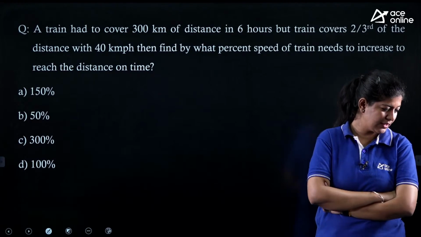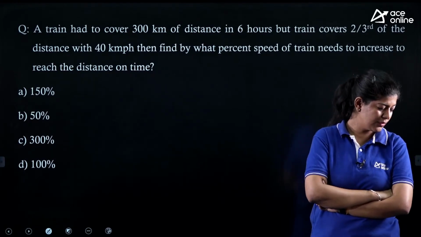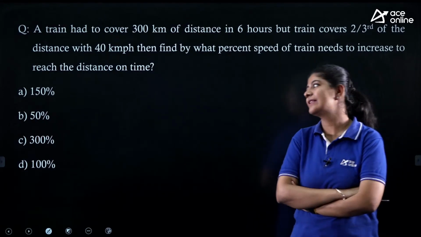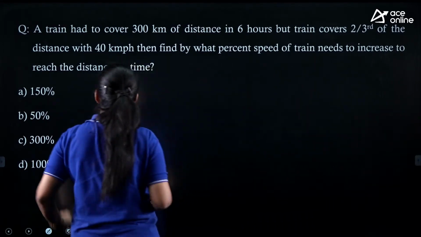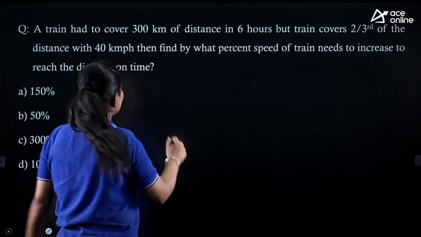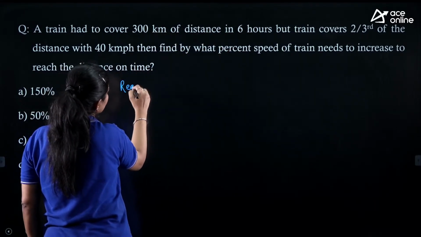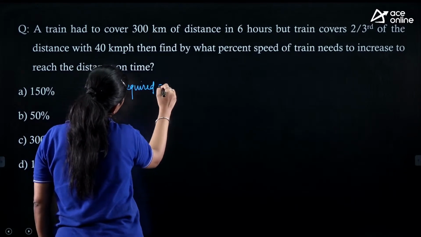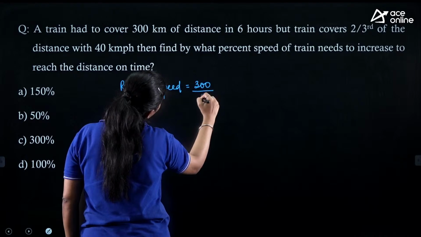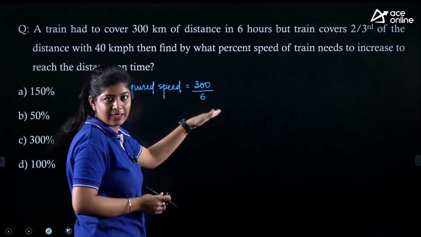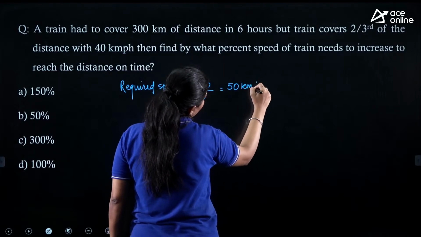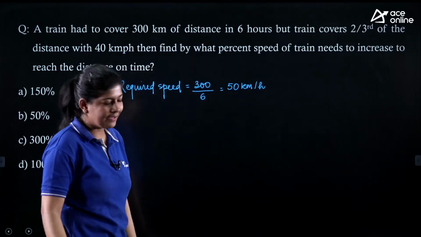Very good Balaji. Anyone else? Very good Samriddhi. Let's see. It's a very easy one. So look, the question is saying that the train had to cover 300 km distance in 6 hours. That means the required speed is 300 divided by 6, distance divided by time. We got our speed as 50 kilometers per hour, right? 50 kilometers per hour. Okay.